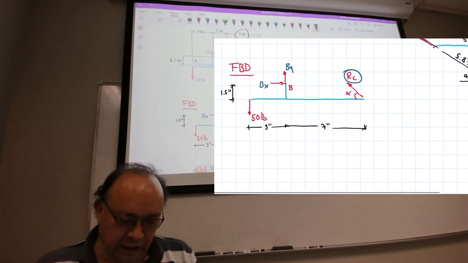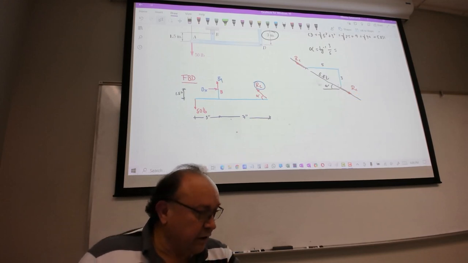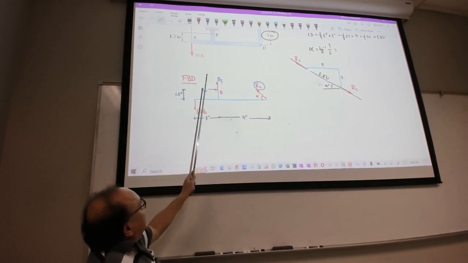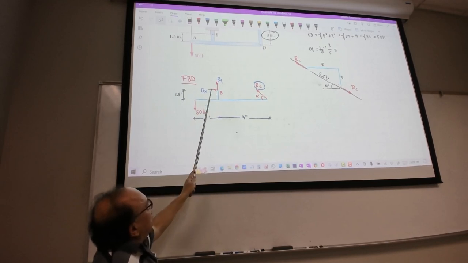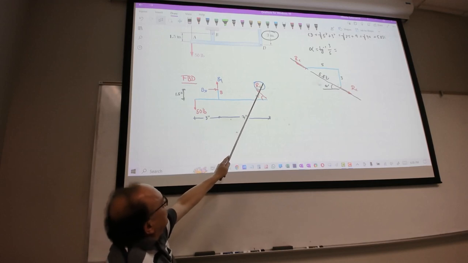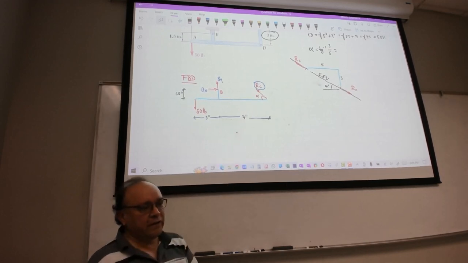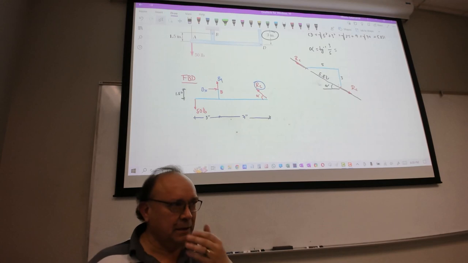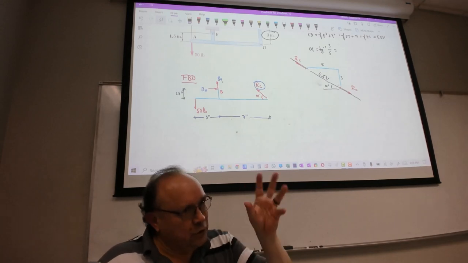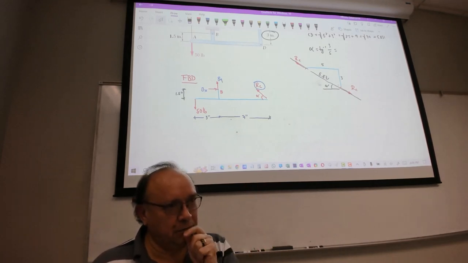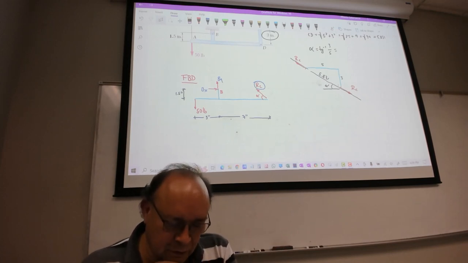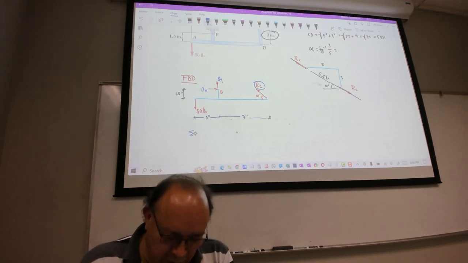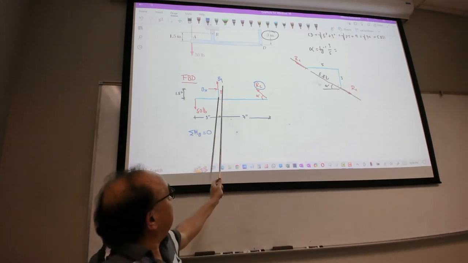So now we can start. What I recommend here, you know what? If I do summation of moments about this point, I eliminate two unknowns from my equation. I have an equation on one unknown, and I can solve it directly. Remember that I'm lazy, and I don't like simultaneous equations. If I get simultaneous equations, I do it on my cell phone. So the best way here will be summation of moments about point B. It has to be equal to zero because this is equilibrium.